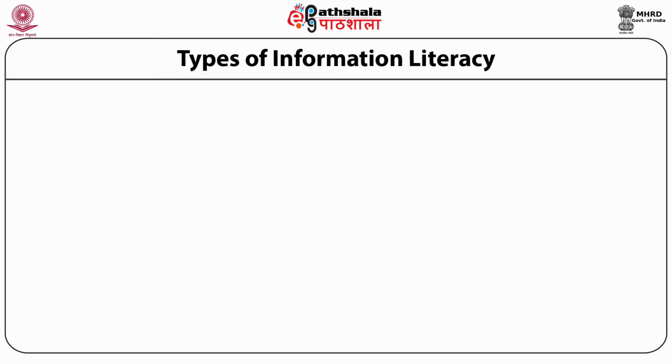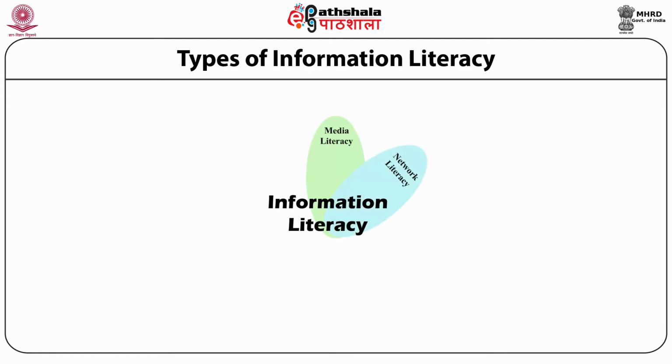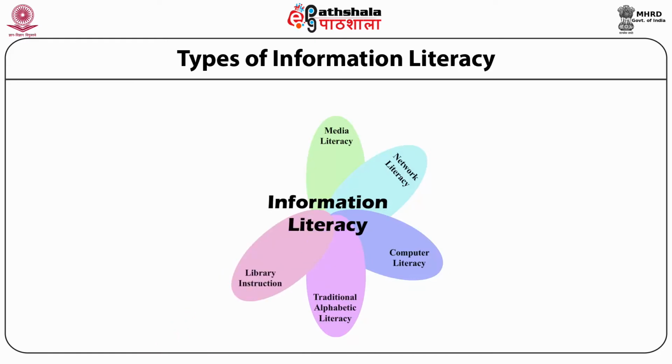This is the visual show of types of information literacy. Here we see the main things which include information literacy. First is media literacy, then network literacy, computer literacy, traditional alphabetic literacy, library instruction, cultural literacy, and visual literacy. These can be called components of information literacy.